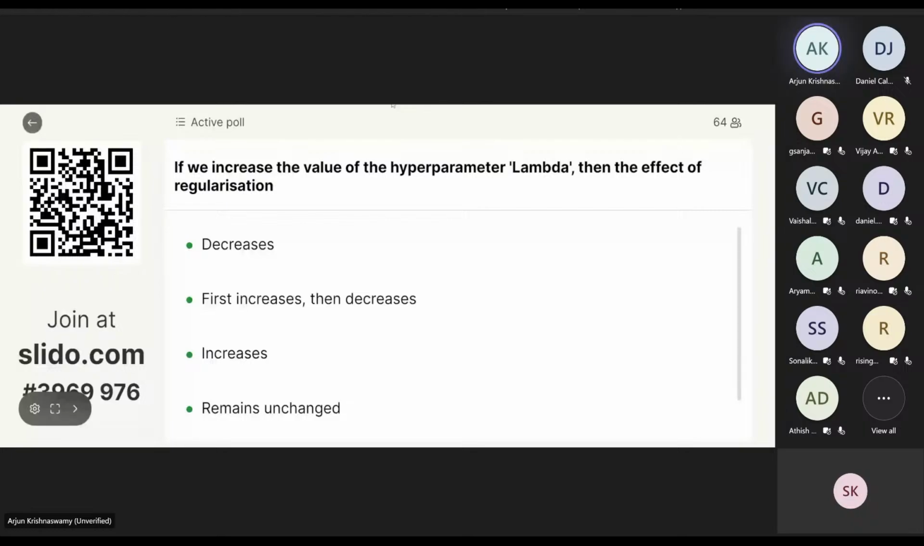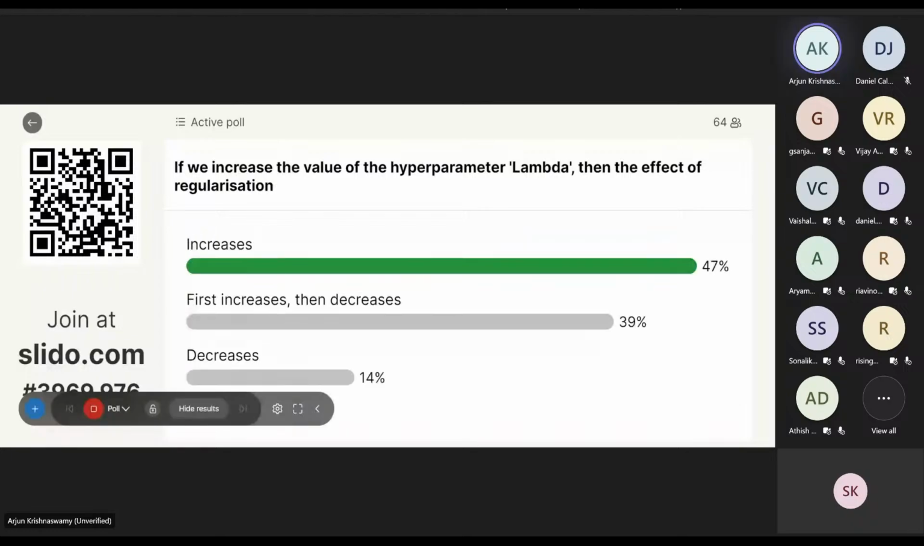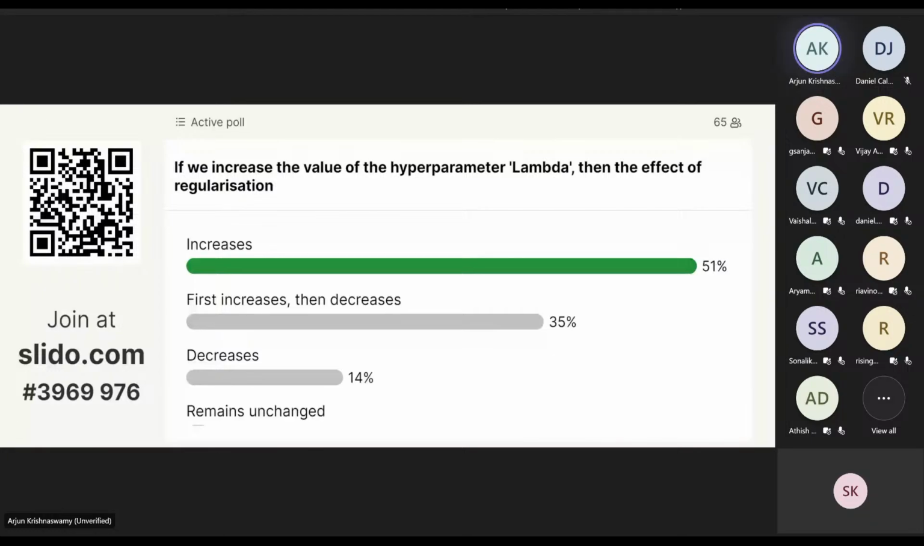I don't see any increase in the number of people answering, so I'll just share the results. So yeah, that's correct. If you increase the value of hyperparameter lambda, the effect increases. It's pretty simple. It's exactly what I explained in the slides. If we increase the hyperparameter lambda, the weights would want to become zero. So it increases the effect. That's it. So I'll stop this now.